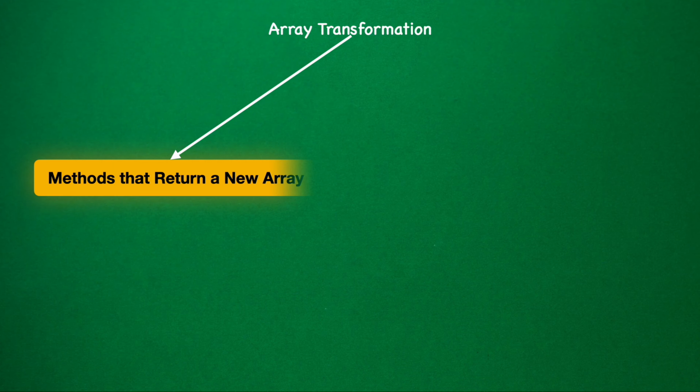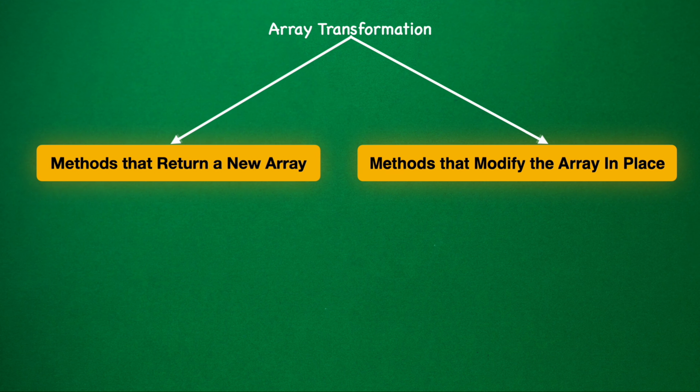Welcome to part 3 of our JavaScript array methods series. Today, we're exploring array transformations. Transformation has two types: those that create a new array and those that modify the original array in place.